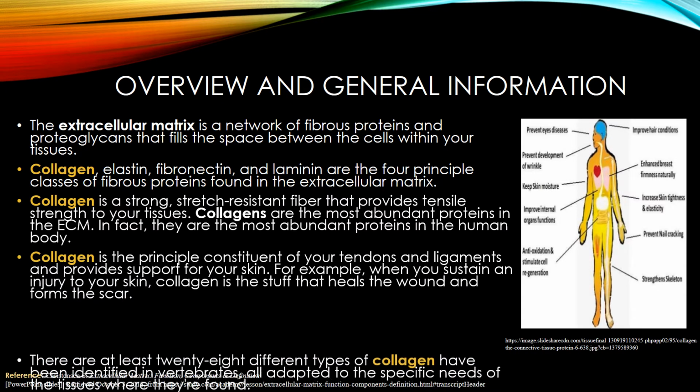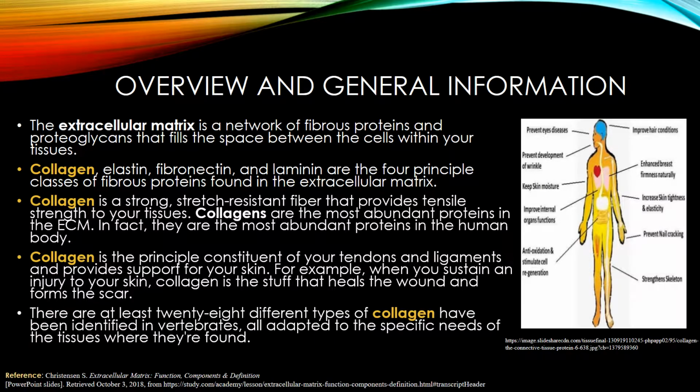There are at least 28 different types of collagen that have been identified in vertebrates, all adapted to the specific needs of the tissues where they're found. As you see in this diagram, the many needs of collagen and where they are.